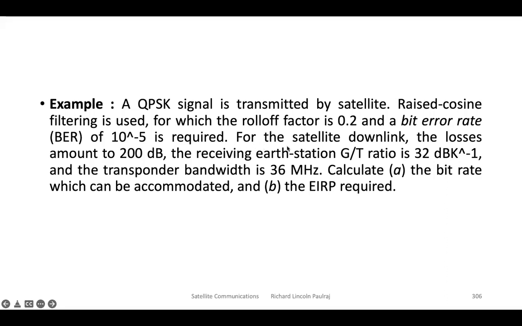10 raised to minus 5. For the satellite downlink, the losses amount to 200 dB, and the receiving Earth station G/T is about 32. Okay, and bandwidth, of course, is going to be 36. Calculate the bit rate and what is the EIRP.